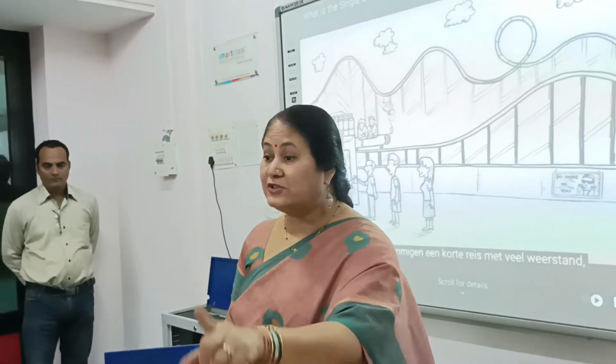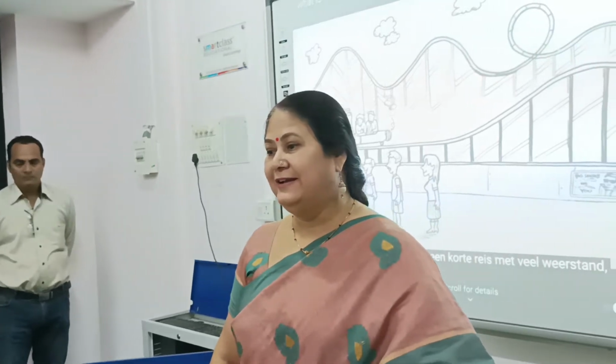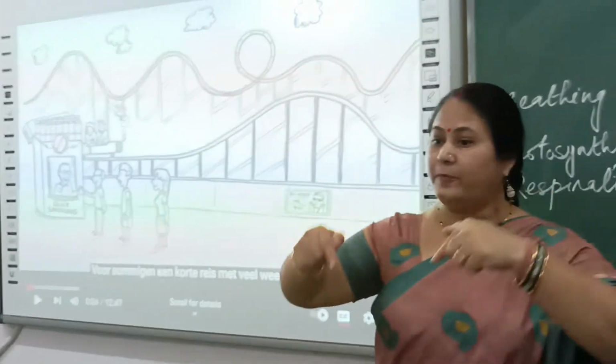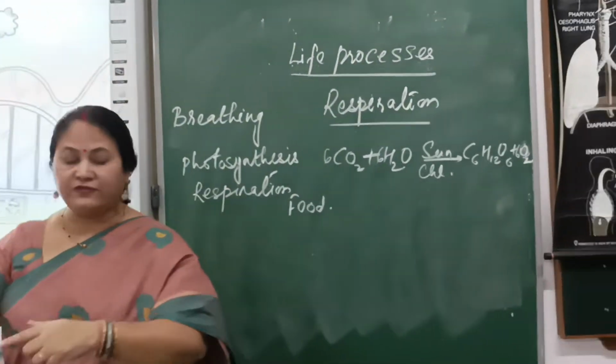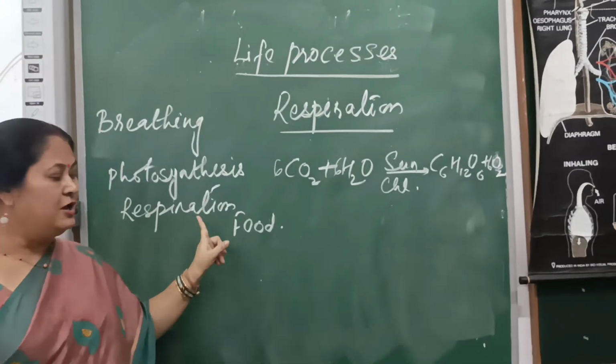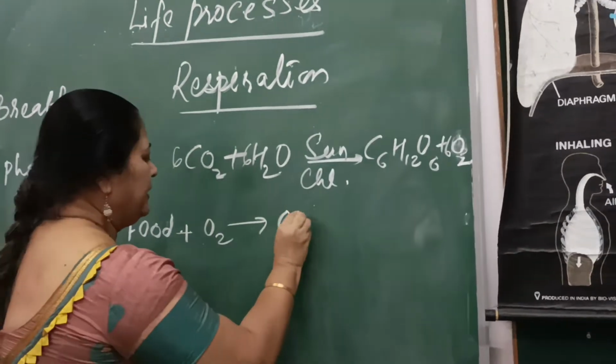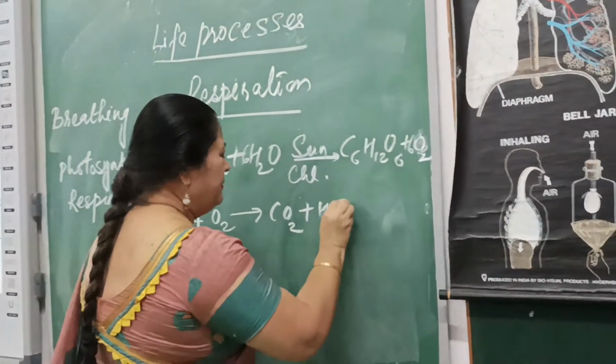Because glucose is directly absorbed by the blood. Getting me? So it has to break down into glucose so that it is absorbed by the blood. And the absorption by the blood process is known as respiration. So food is going to react with oxygen to form carbon dioxide plus water plus energy.